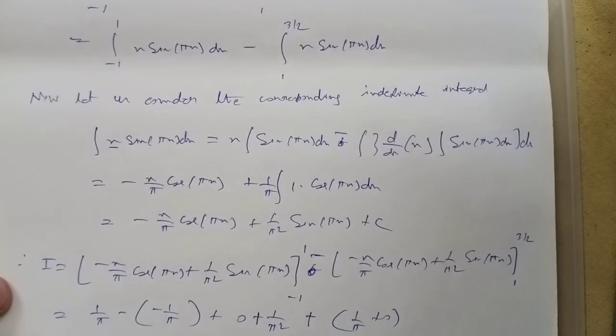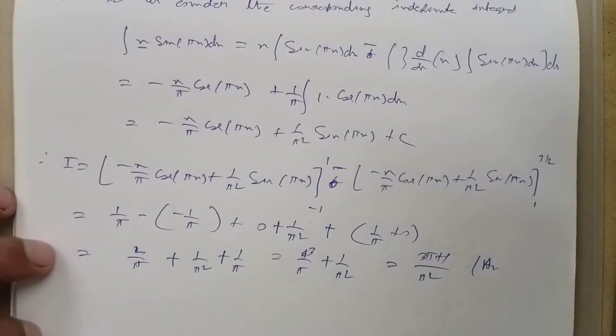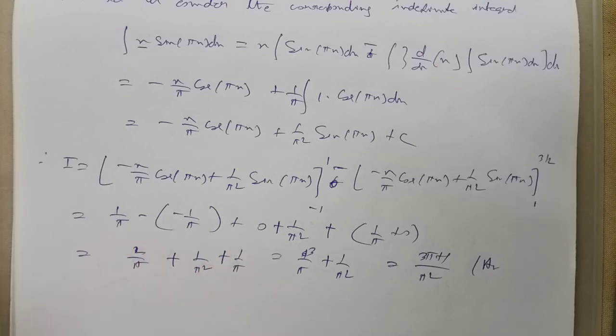So 3 by pi plus 1 by pi square. This is our answer. Okay. So this is a big problem. That's why it takes a lot of time.